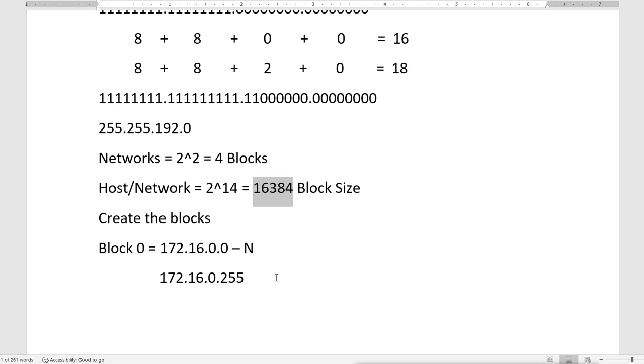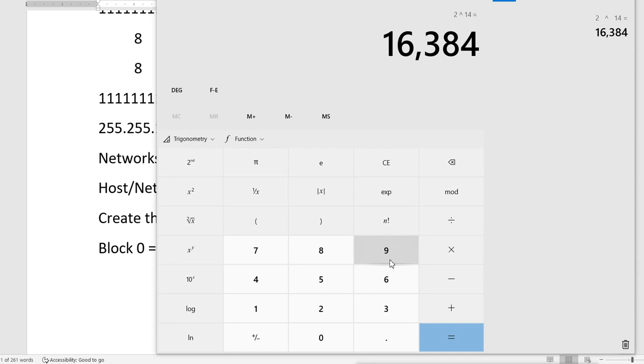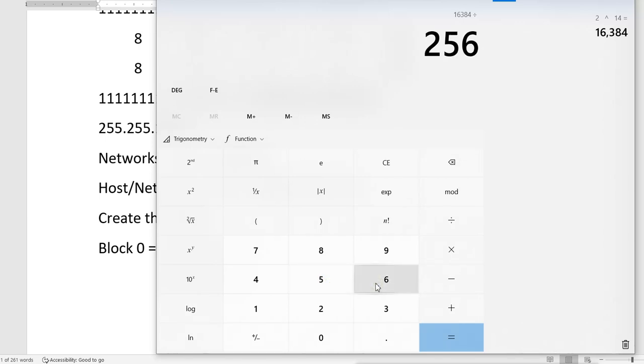So what I will do here, I can use the calculator here. I will divide this by 256. That means I wanted to see how many blocks of 256 I can have in 16,384. Remember, 256 means it is starting from 0 to 255, 0 to 255, that means it is 256. So it is saying that I may have 64 blocks of 256 IPs.